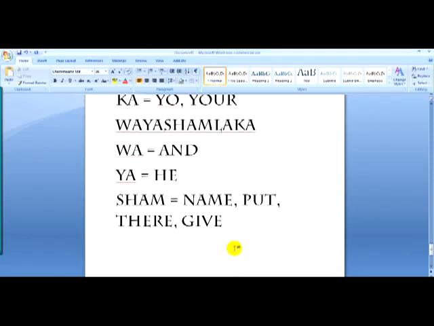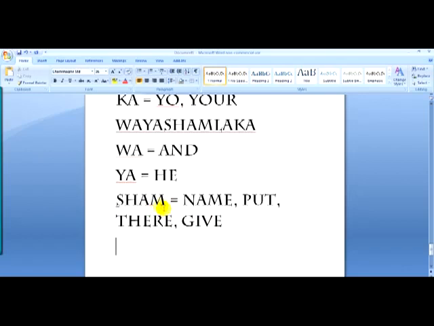Now, one of the words for give in the Hebrew is also Nathan, which means to give. But in this case, they use this word Shem here for the word give. All right. So what I'm gonna do is I'm gonna get rid of this real quick.